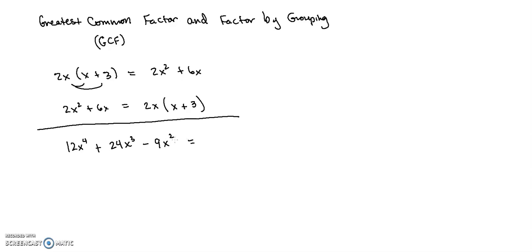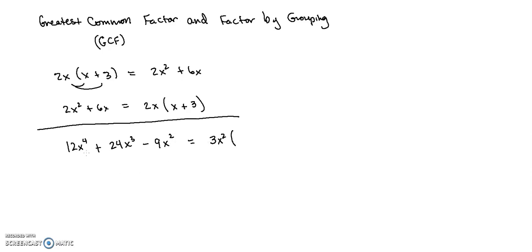Okay, so look at the numbers first. What's the biggest number I can pull out from 12, 24, and 9? Okay, 3 goes into all of them. 9 doesn't go into these two, so the best that I can do is 3, because those are the only factors of 9. So 3, and then for the x's, the most I can take out is an x squared. So x squared. All right, so we're going to factor 3x squared out to the front.